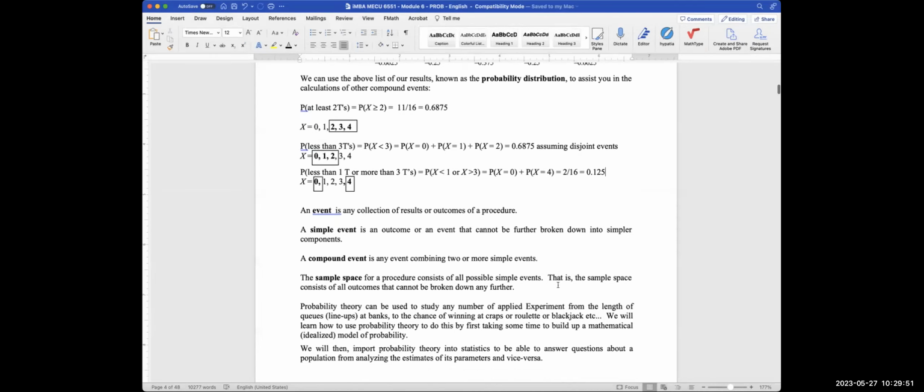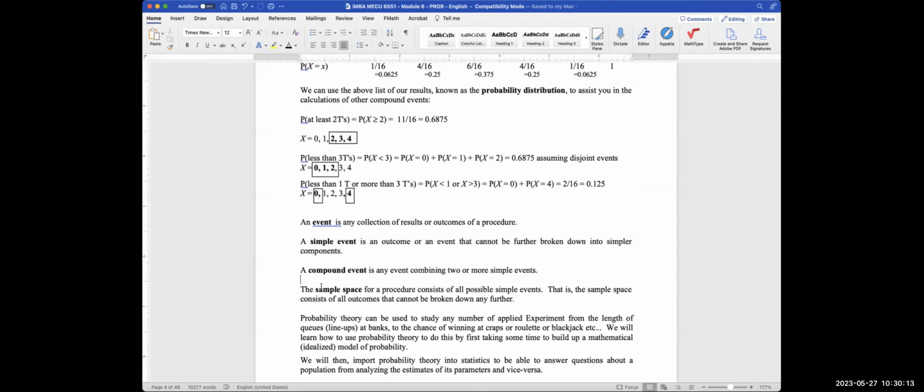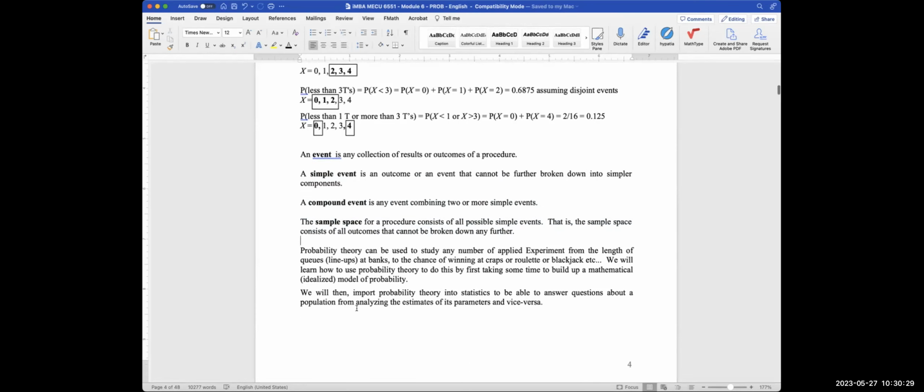All right, so we have some terminology. I talk about an event as any collection of results or outcomes of a procedure. A simple event is an outcome or an event that cannot be further broken down into simpler components. And a compound event is an event combining 2 or more simple events. I'm not going to quiz you on the terminology, but just so you can read and know the vocabulary. And the sample space for a procedure consists of all possible simple events. That is, when we write the sample space, we prepare it so that they can't be broken down any further. We get into the simplest depiction of the events.